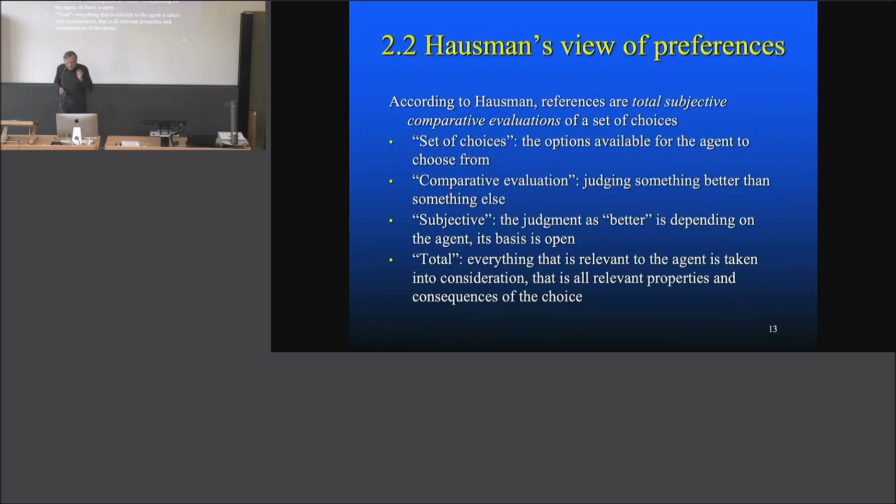That is, all relevant properties and consequences of the choice, right? Choices have consequences, sometimes very, well, in the case of babies, yes. It takes you 20 years until they're out of the house anyway. Okay, so that's the view of Hausman. And of course, only in passing, that's then a disposition to choose in a certain way. The total subjective comparative evaluation is of course a disposition to choose, because once you're in the choice situation, that's your evaluation. Here you go, and choose the one that you think is better.